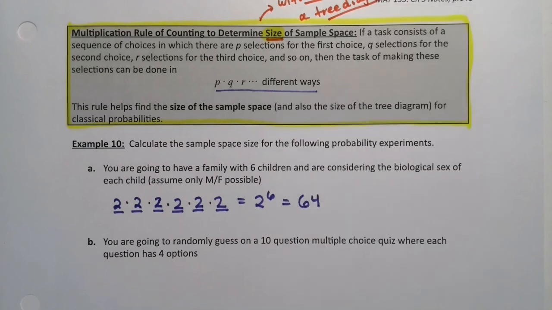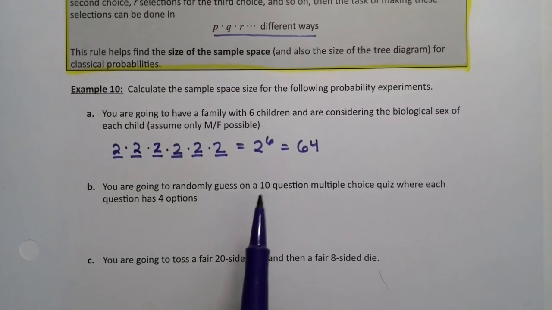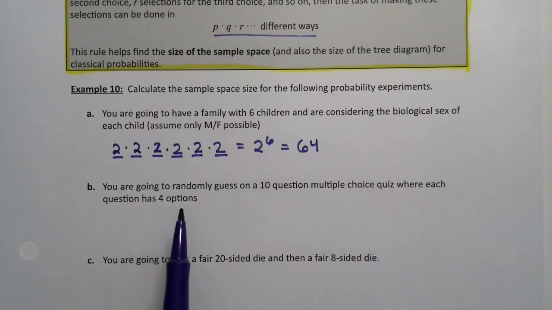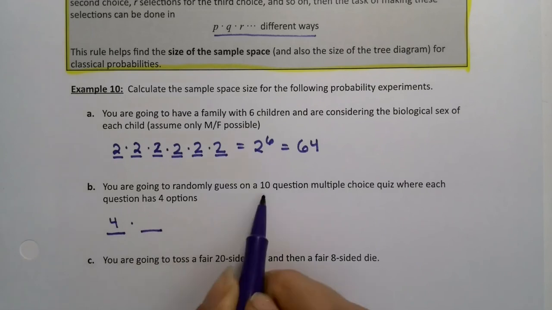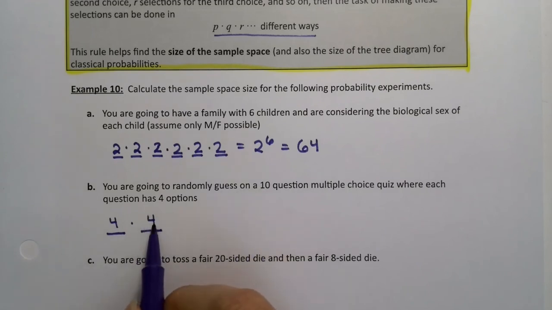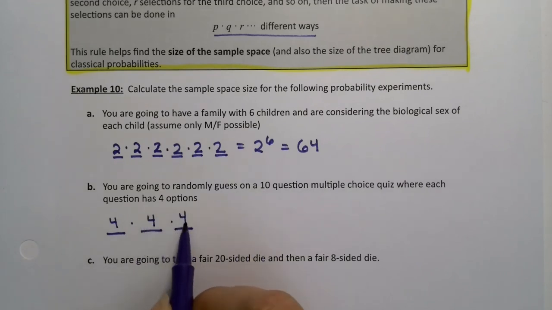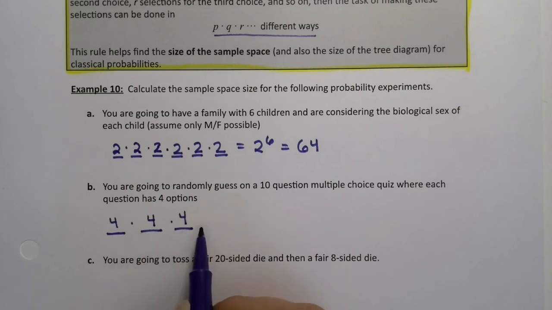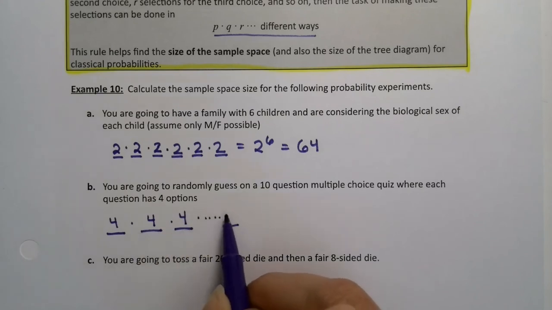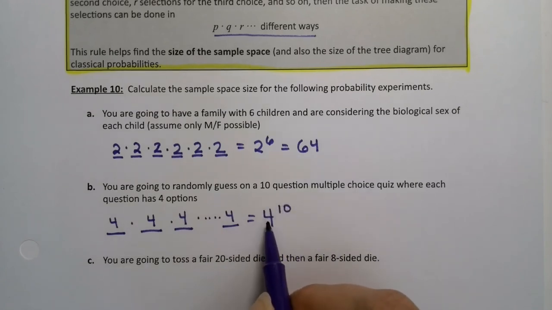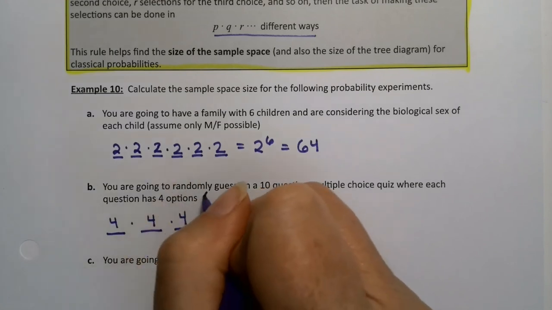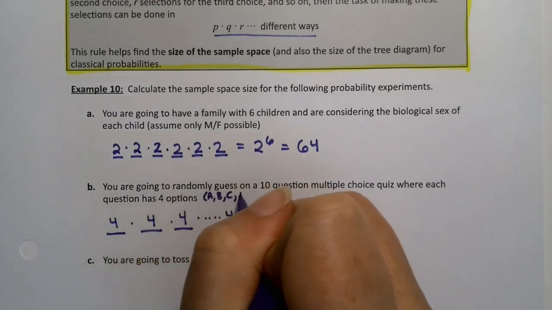All right, next, you are going to randomly guess on a 10-question multiple choice quiz where each question has 4 options. Okay. So the first question, you have 4 options. So it's like A, B, C, D. The second question, you have 4 options again. The third question, you have 4 options. It's A, B, C, D every time. And I'm just going to keep going. There's 10 questions, and each of them has 4 options, right? So 4 options, you can imagine A, B, C, D, right?